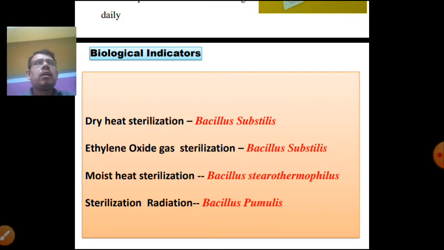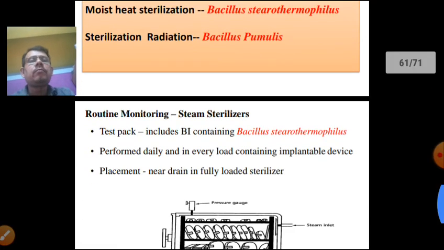So this is very important information regarding the biological indicator, and all students, I request you to remember which organism is used for which type of sterilization.